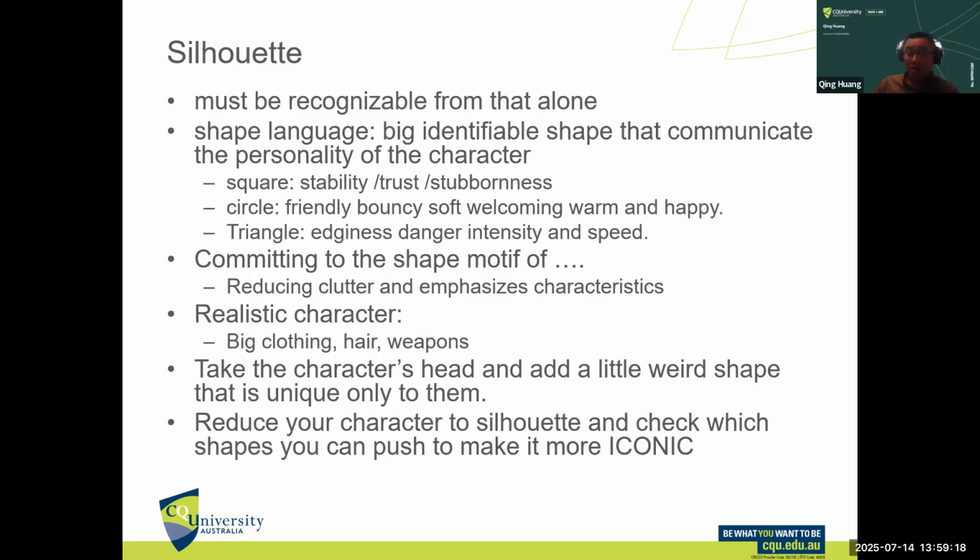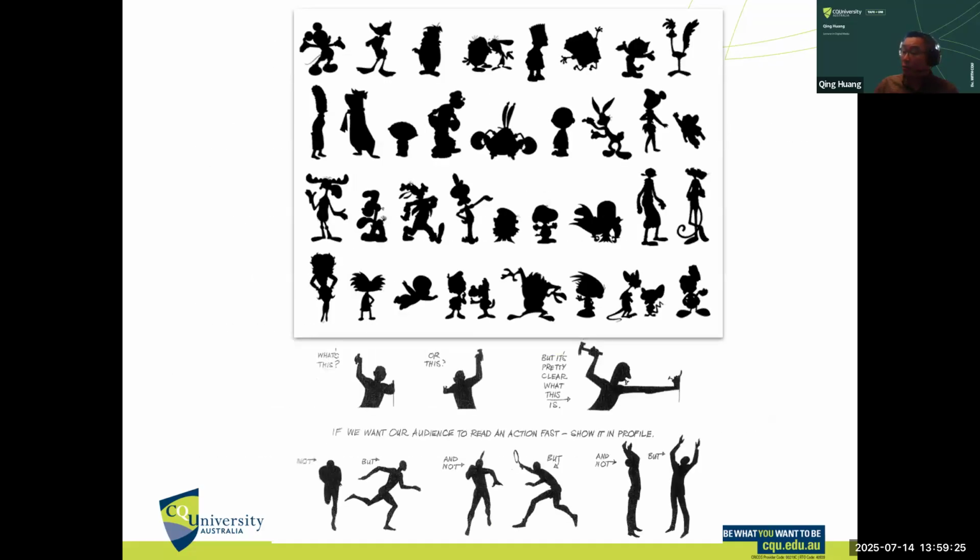So reduce your character to a silhouette and check the shape. You can push it, make it more iconic. All right. And one of the principles of animation is staging. Staging happens through the silhouette alone. For example, you can instantly read those characters you are familiar with, because they use the shape and the silhouette quite cleverly, and the silhouette alone can also show the action more clearly.